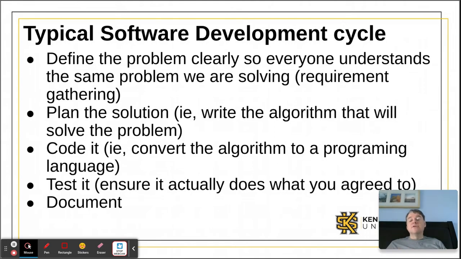Once you've got that done, step 2 is to plan the solution. And this is basically writing the algorithm. So you've decided that the game is going to be a first-person shooter and you're going to have bad guys who come at you and whatnot. Exactly how is that going to work? Well, we've gotten requirements as to how it's going to work at a high level. Now you're going to actually have to think through all the detail of what that actually means.